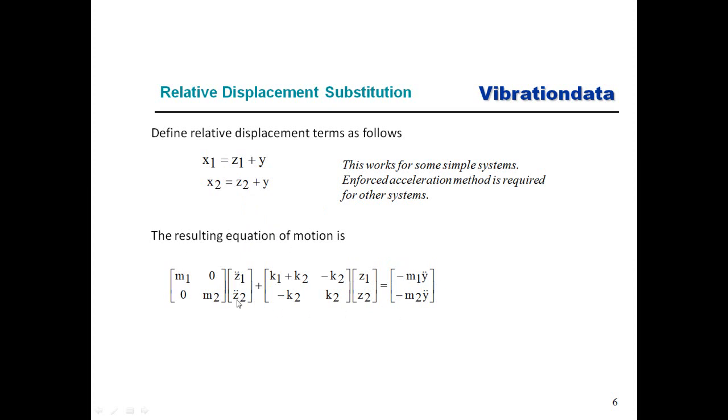Now our mass matrix and our stiffness matrix remain unchanged. They're the same as they always were. But now we have our relative accelerations, z1 double dot, z2 double dot, and we have our relative displacements, z1 and z2. And on the right-hand side, we're going to call this the forcing function eventually. We have minus m1 times y double dot, that's the base acceleration, and then minus m2 times y double dot, that's also the base acceleration, y double dot being the same in each case.